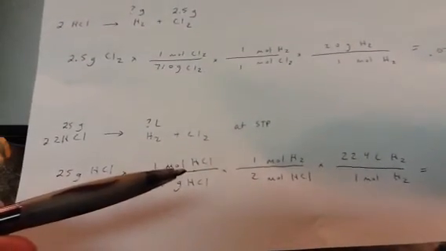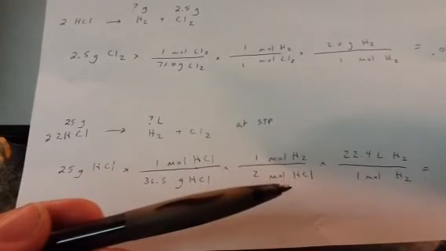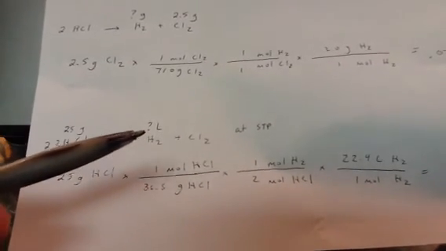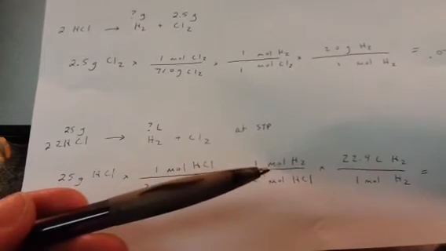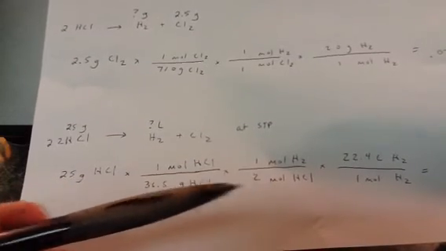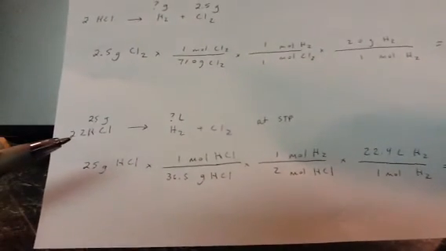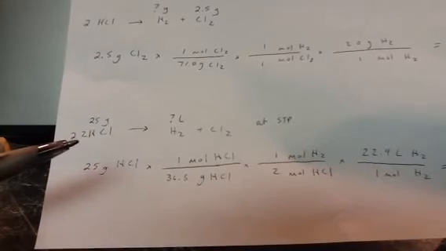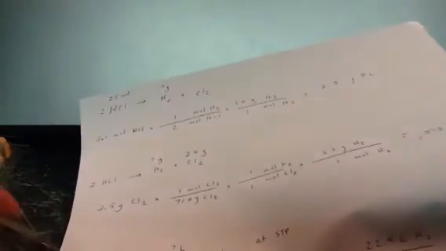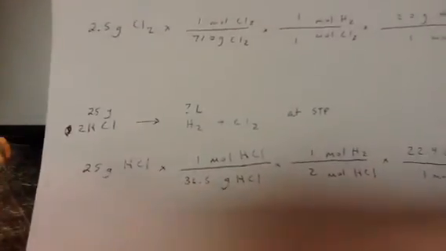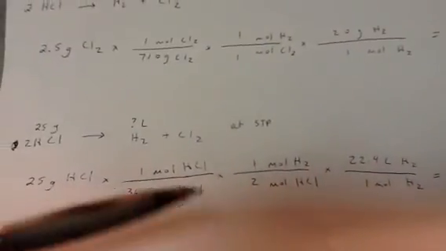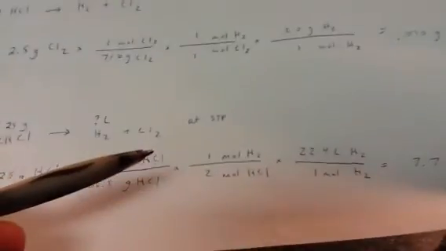The next step is to take my mole of HCl, move it to the bottom, put mole of what I'm trying to find on top. Mole of H2 on the top, mole of HCl on the bottom. Then I look at my coefficients. 2 for the HCl, 1 for the H2. So there's my mole ratio.